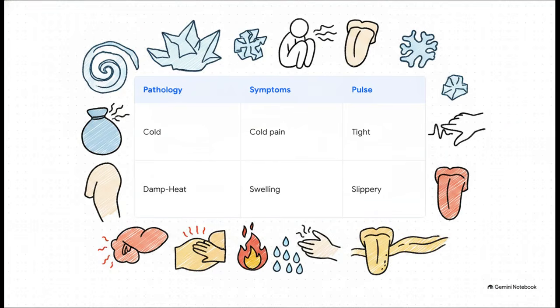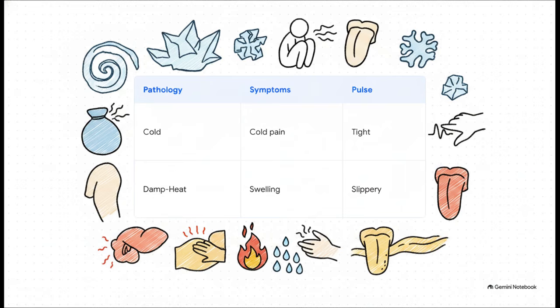Moving right along to Section 2, types of meridian traffic. If these meridians are highways, what happens when they get blocked? Let's compare two very different types of local traffic jams side by side. On one hand, we have cold in the channel. If cold pathogenically invades a meridian, the symptoms are incredibly specific. It causes this fixed, intense, cold pain that famously feels a lot better when you apply warmth. A practitioner would also look for a pale tongue and a tight pulse.